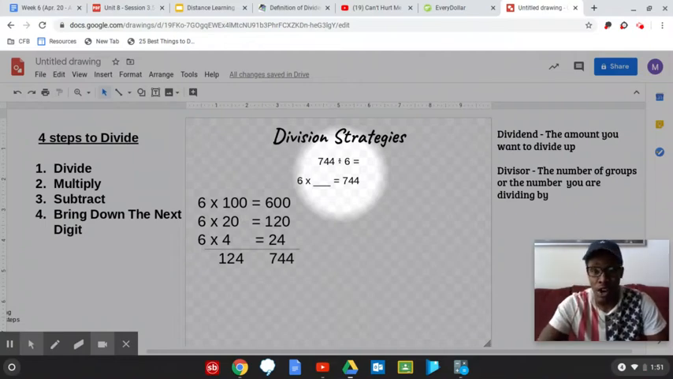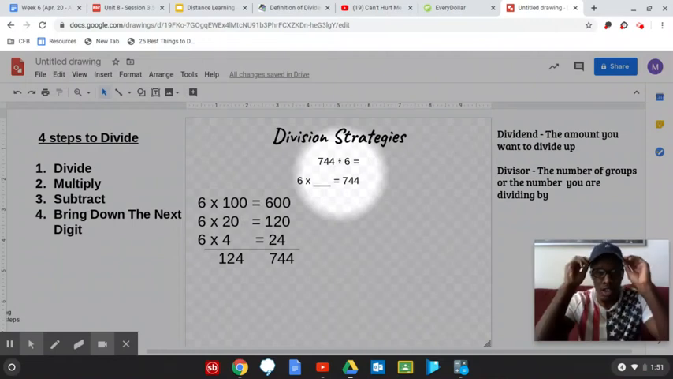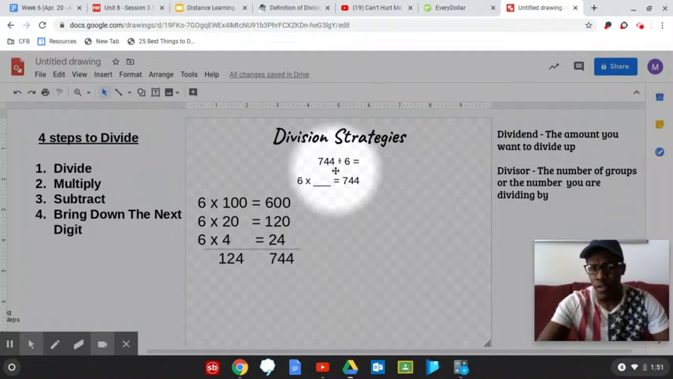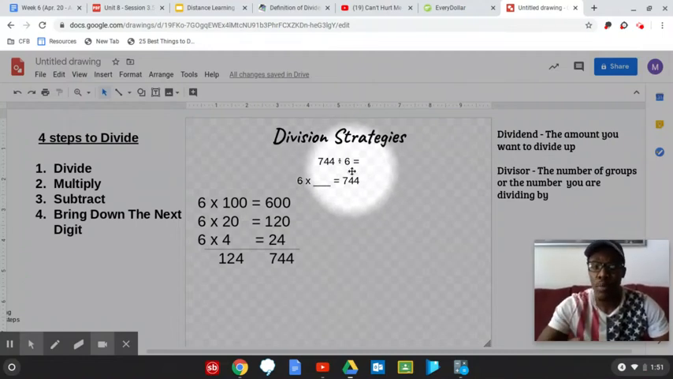Whew, I'm tired already. Skip counting is not the most efficient strategy. I recommend only using it if you have no other strategies in mind. Another strategy I want to review today is making multiplication combinations. So how can I turn 744 divided by 6 into a multiplication equation?